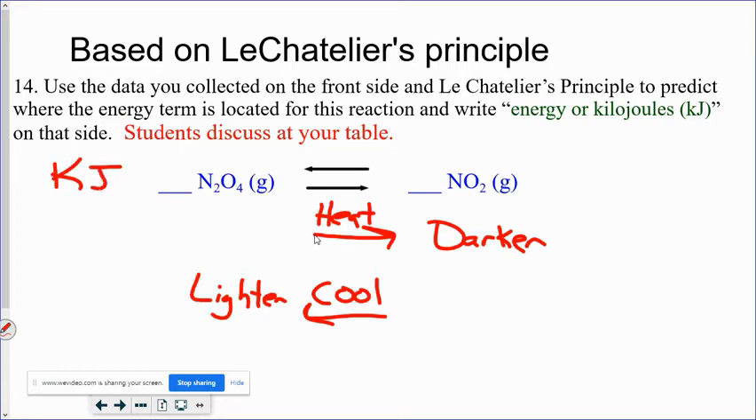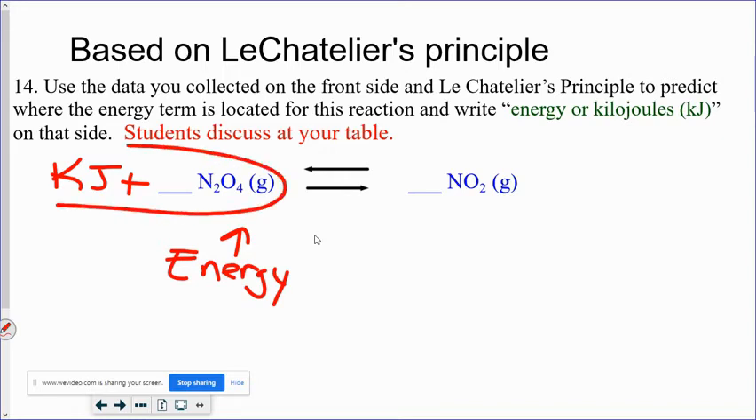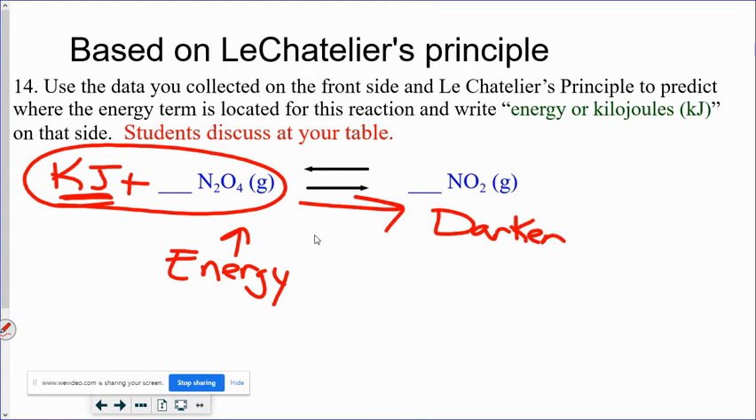Kilojoules ends up being on this side, or energy ends up being on this side. So when we heat this reaction, and I might be foreshadowing the next couple questions, when we add energy, when energy goes up, it's going to shift to get rid of the energy. So these two would react together. Some of the kilojoules or energy would be consumed, and we would make more of this NO2, nitrogen dioxide, and it would become darker in color. That's one piece of evidence to say kilojoules is on that side.